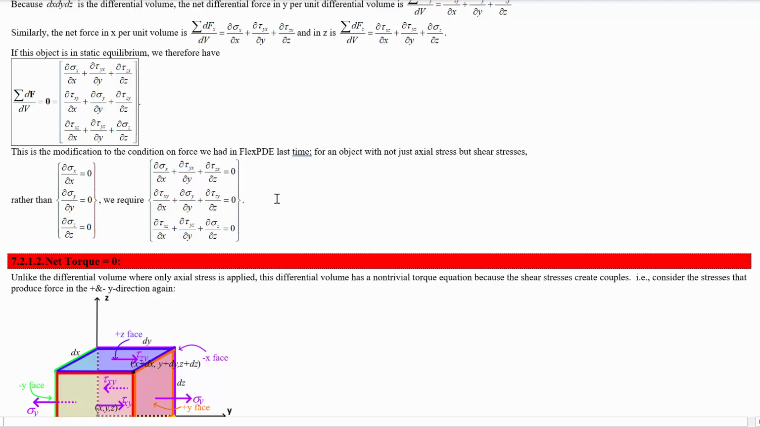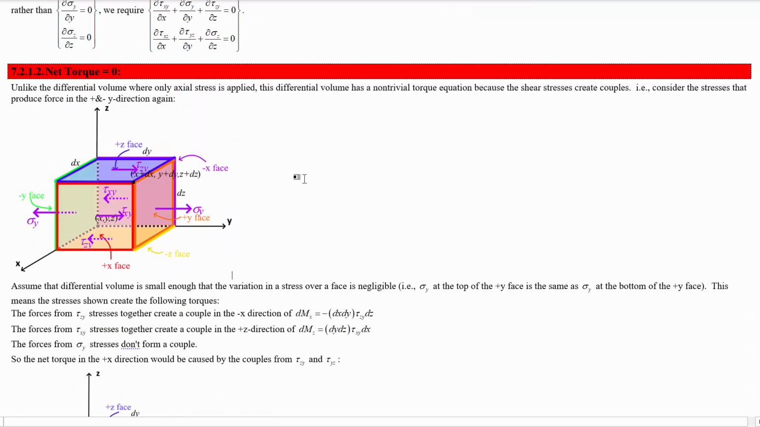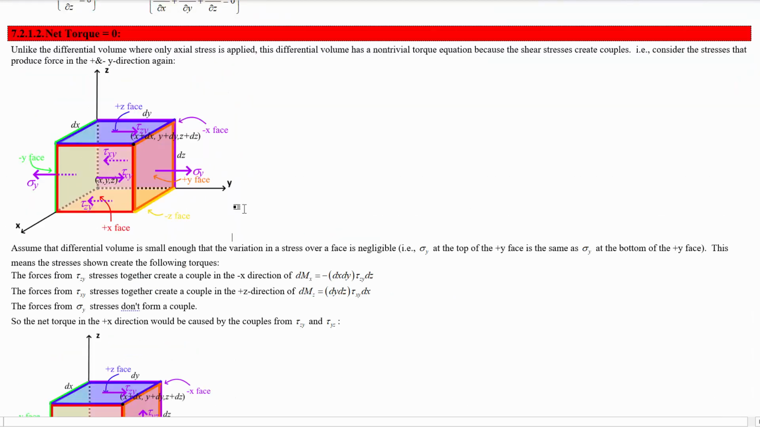in all of the normal and shear stresses. Now that's not going to be enough to solve for everything because we've got 3 different axial stresses and 6 different shear stresses. So we've got 9 unknowns in only 3 equations. So that's not going to help. We need more information. One way to help is with the torque equation. We can get 3 more equations from saying that the net torque is equal to 0.